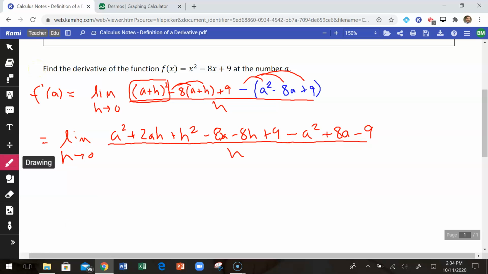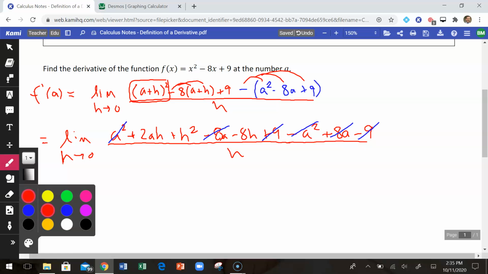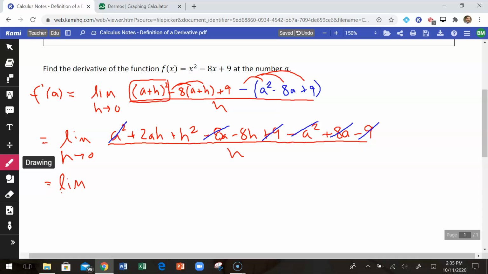Once you have everything multiplied out, you should be able to look at the top, and everything that does not have an h should cancel. If it does not, you did something wrong. So a squared minus a squared, those cancel. Minus 8a plus 8a, plus 9 minus 9. Okay, so all of those things cancel. So at that point, what we have left is the limit as h approaches 0 of 2ah plus h squared minus 8h all over h.